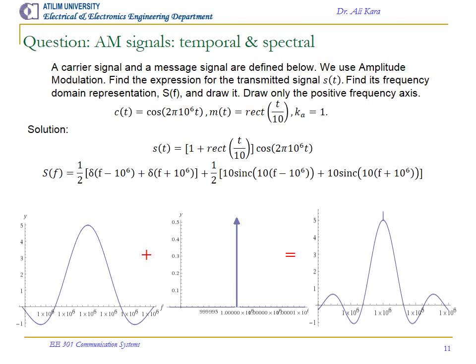c of t equals cosine 2 pi 10 to the 6 t. m of t equals rectangle t over 10k. A equals 1. Solution. We use only the positive frequency axis, but keep in mind that, in theory, there are also the negative frequency components, which are symmetrical to the positive ones.